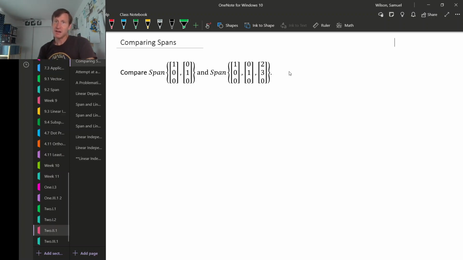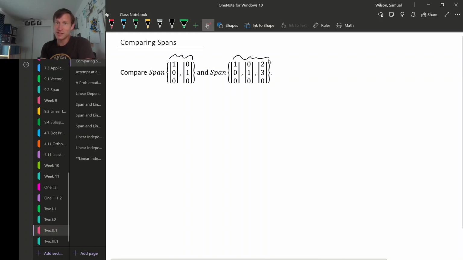We know that the span of different sets of vectors could actually produce the same subspace of the ambient vector space. With that in mind, let's have a look at this example. So let's compare these two spans. You see these sets of vectors that we're taking the span of are different, but the question is, each of these produces a subspace. Are these different subspaces?